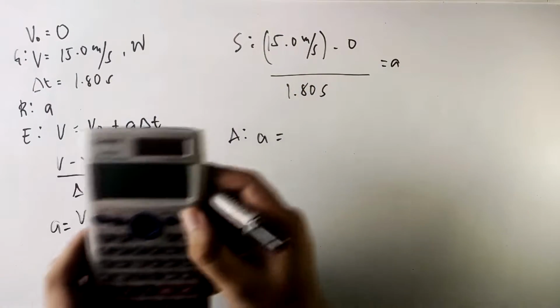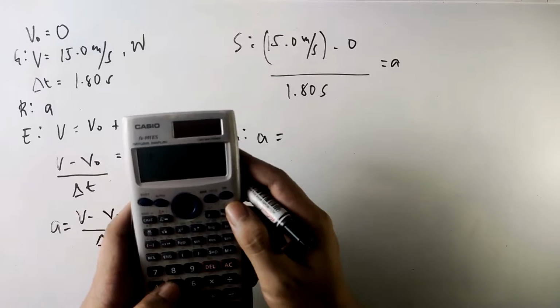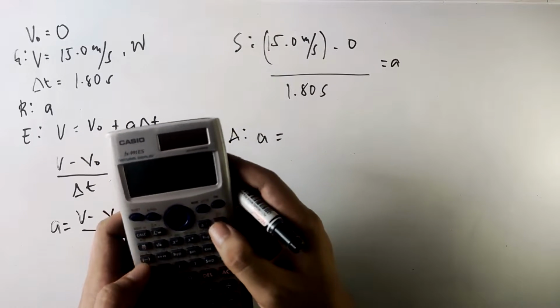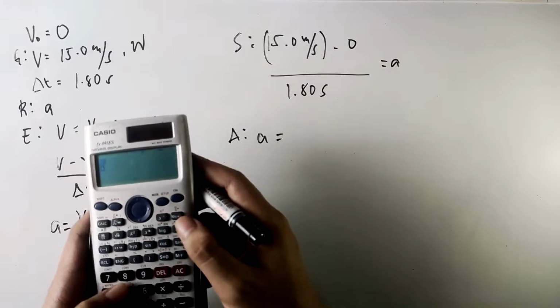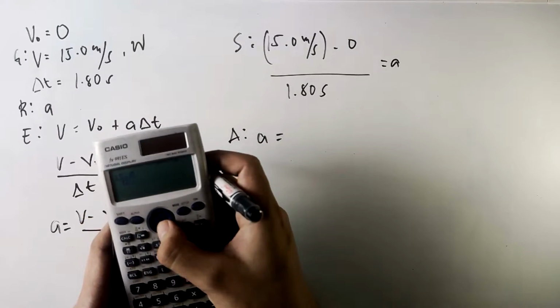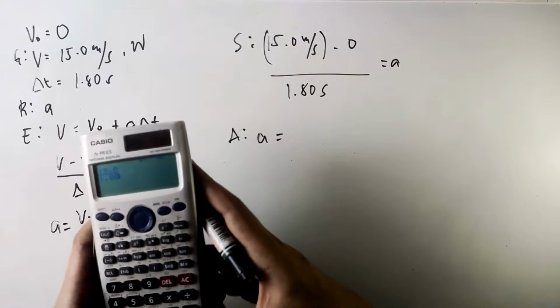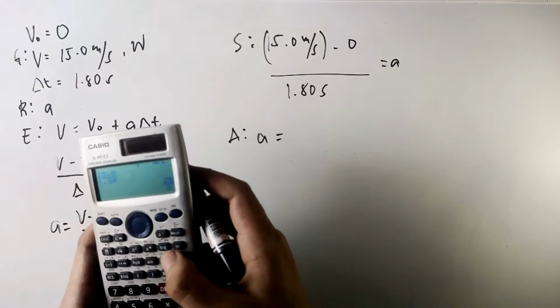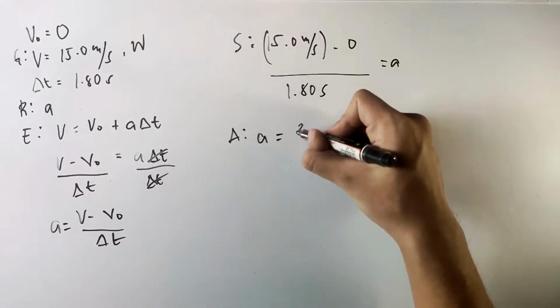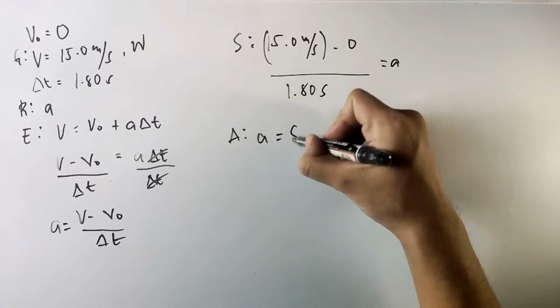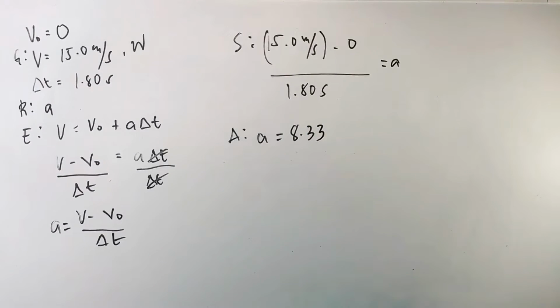So let's try to put that on our calculator. Can you see it? 15.0 divided by 1.80. So the answer is there, 8.33. 8.33. How about the unit?